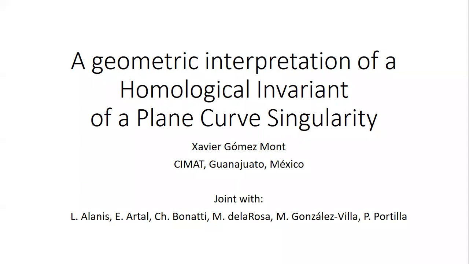Welcome to this invited session. Xavier Gómez-Mont is a very Mexican mathematician working at CIMAT in Guanajuato for the last 30 years. He began his mathematics studies at UNAM in Mexico City and continued them in Princeton. He has formed many students over the years in Mexico. His interests lie in developing algebraic methods to help to understand geometric situations and in particular singularities.